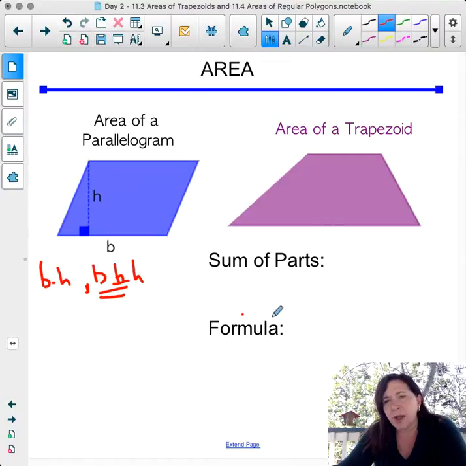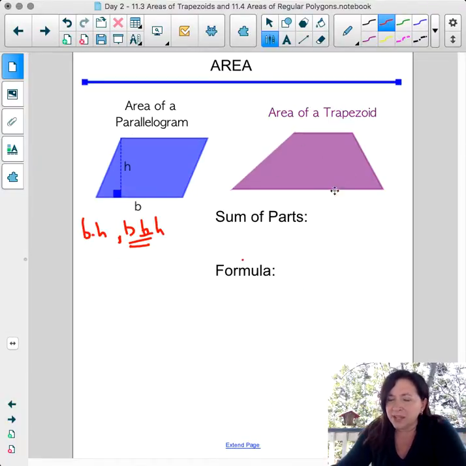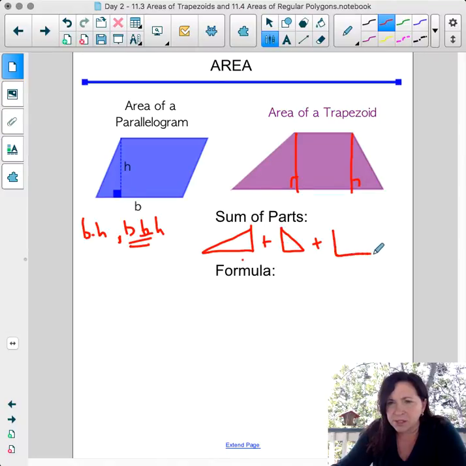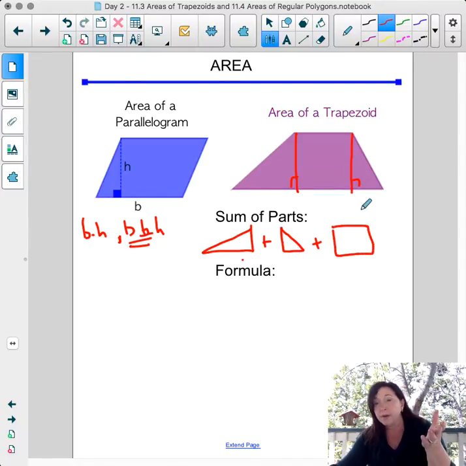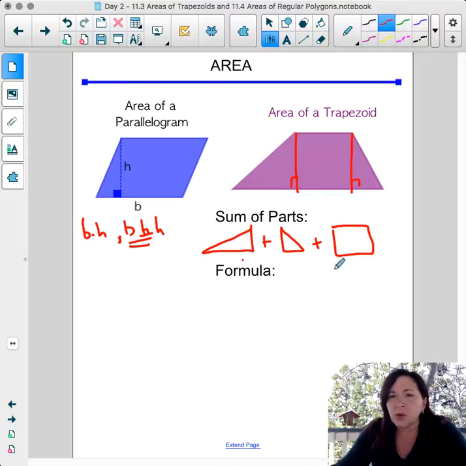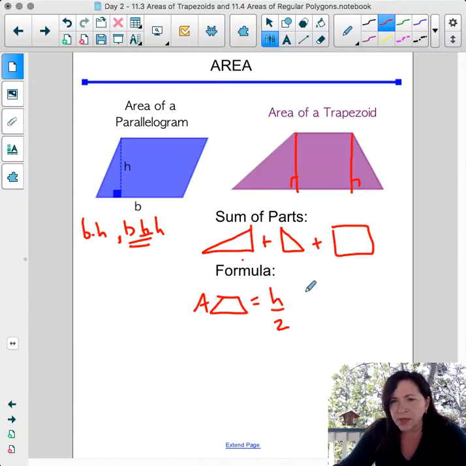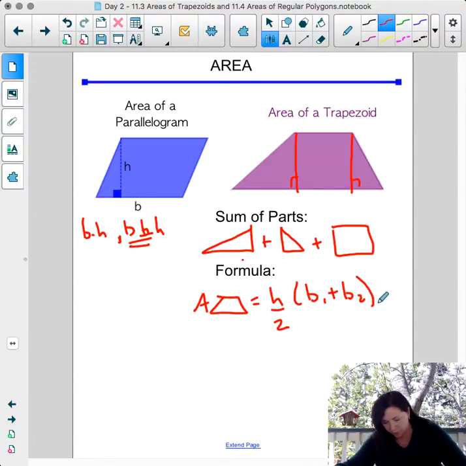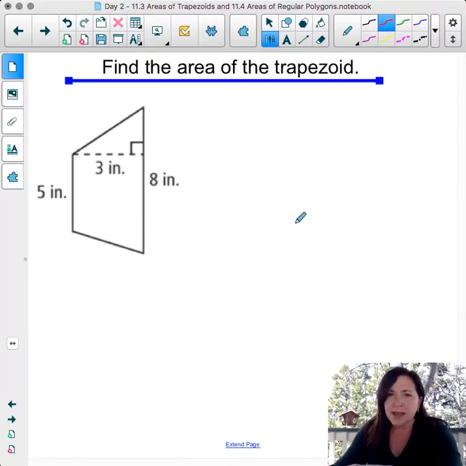Now, to find the area of a trapezoid, I know I did cover this in day 1. However, a lot of people will split this up into parts. And so you really have this large triangle plus this triangle here, plus this shape in the middle here, which could be a square or could be a rectangle. So when you add all these parts up, you end up getting the area of a trapezoid, okay? And the area of this trapezoid is going to be height divided by 2 times the sum of the bases. So base 1 plus base 2. So that's the formula for the area of a trapezoid. So we're going to be using that to find the next problem.